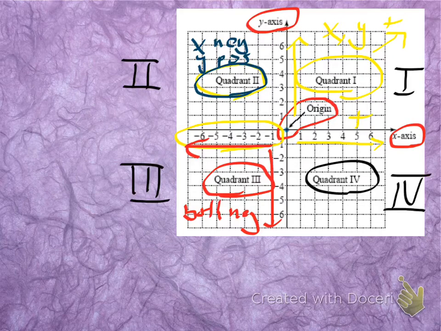And a couple quick ways to remember this. First of all, we always use Roman numerals. Second of all, we always start in the easy quadrant. That's where everything's positive. And we always go counterclockwise. Okay? So just remember 1, 2, 3, 4.